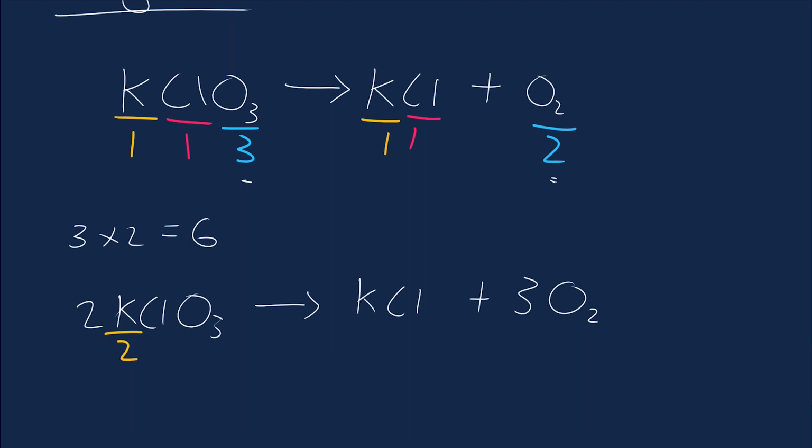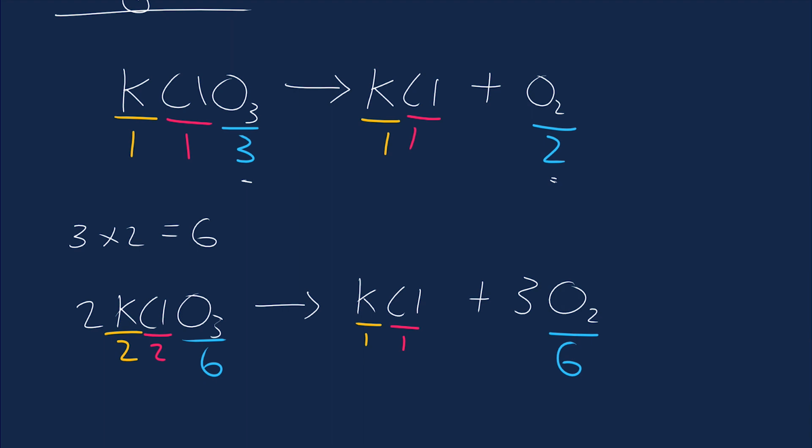Potassium, we have 2 potassium on this side, 1 on this side. Chlorine, we have 2 on this side, 1 on this side. Double check oxygen, O3, we have 2 lots of O3, so we have 6 on this side, 3 lots of O2 here, we have 6 on this side. So now all we need to do is balance potassium and chlorine again.